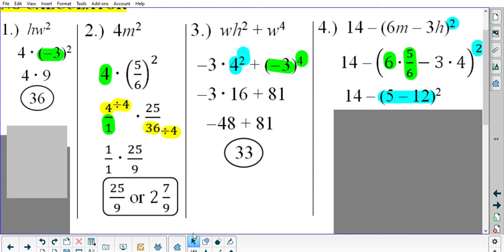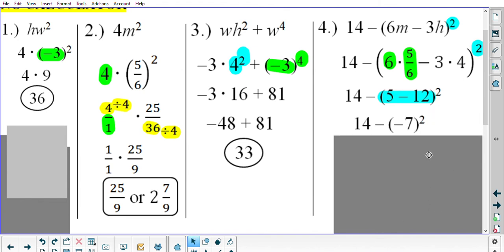So I hope you had the parentheses still around the 5 minus 12 and the exponent of 2 on the outside, because you're not done with the parentheses yet at this moment. 5 minus 12 is -7. That is going to now be taken to the second power. -7 times -7 is 49.